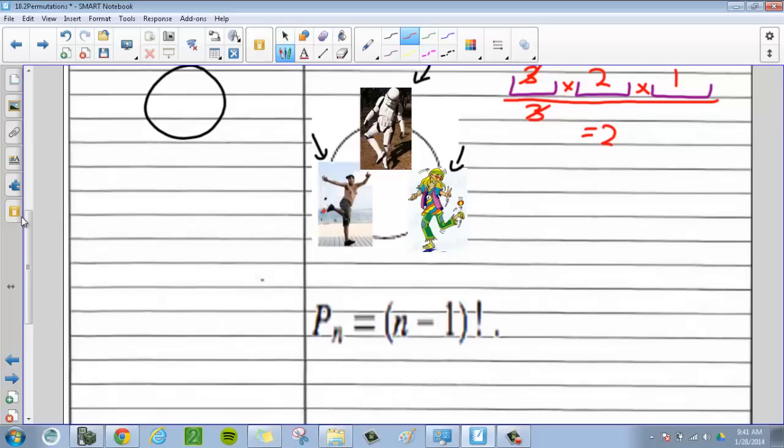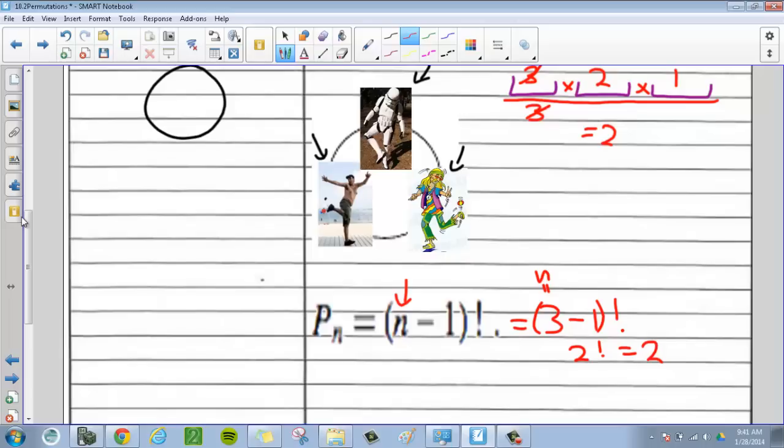The formula they have for circular permutations is P sub n is equal to n minus 1, n representing how many spots there are, factorial. Well, what was our n in this situation? We had 3 as our n. So n is equal to 3, minus 1 factorial. Well, 3 minus 1 is just 2. So we had 2 factorial, which is just equal to 2 in this scenario. So there's 2 ways to go about this.